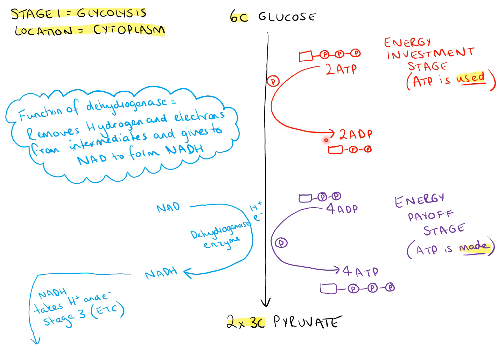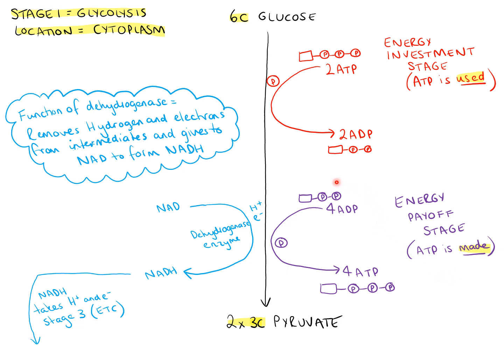And when we do that, we produce 2 ADP, and you can see that just looks the same as our ATP molecule, but it's missing that phosphate. So how do we recognise the energy investment stage? ATP is used. And that investment is going to pay off in the energy payoff phase where we are making ATP. We're going to get this net gain of ATP.